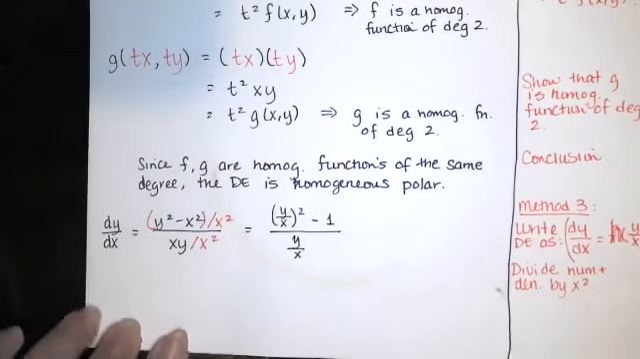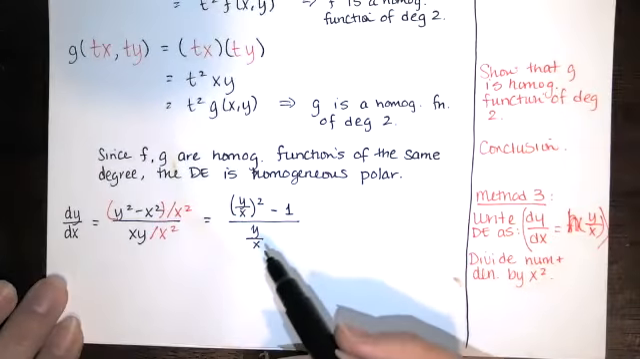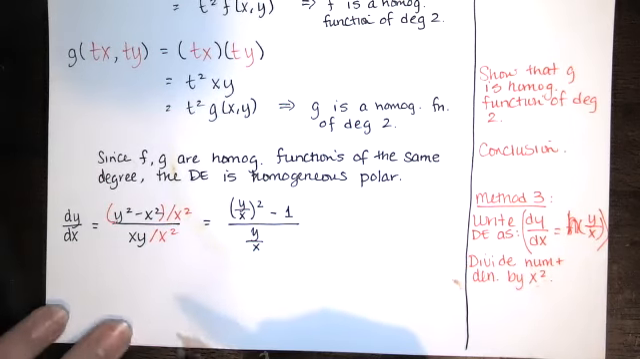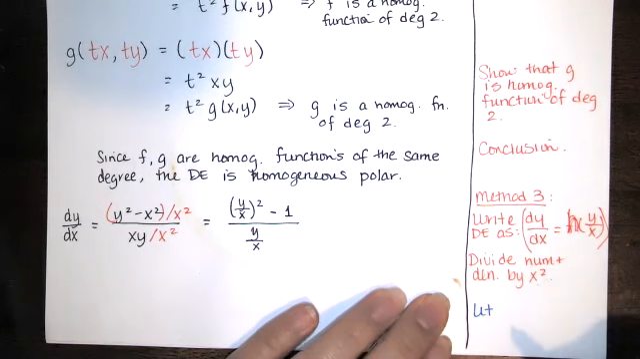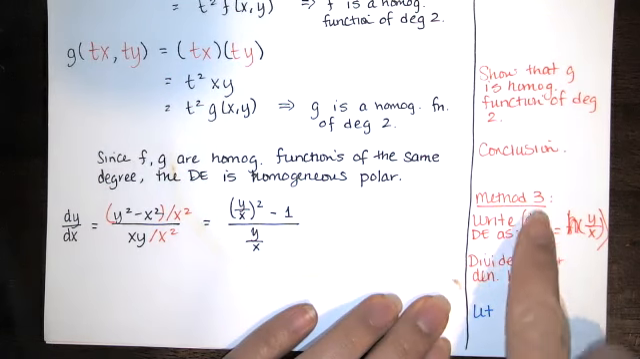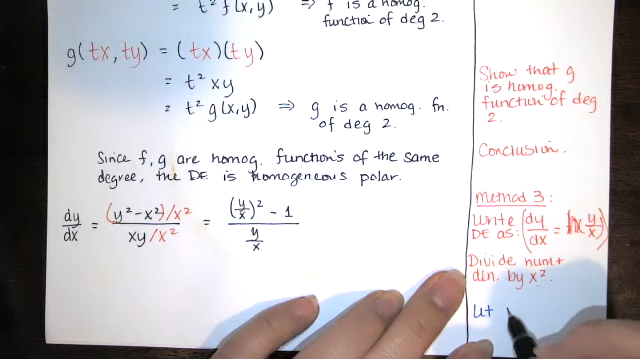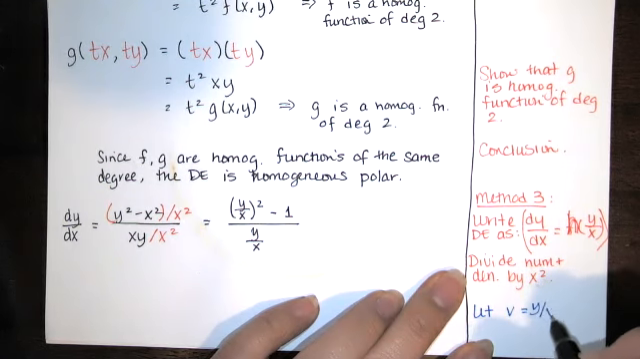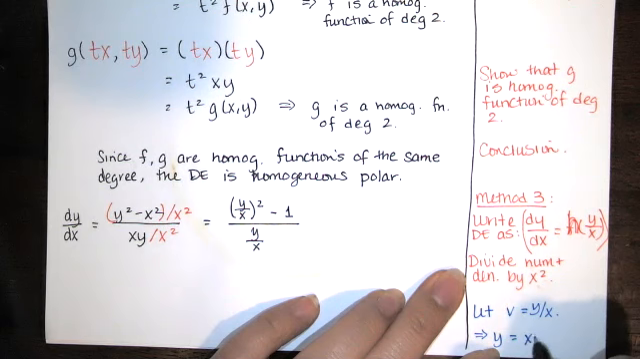Okay, so from here, now that we have this written in this form, we'll solve this by making the substitution. So whenever you have the differential equation in this form of the derivative equals some function of y over x, you're going to let v equal y divided by x. Then you're going to solve for y. So you'll have y equals v times x, where v is a function of x.